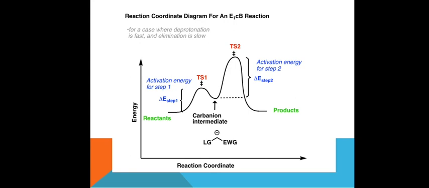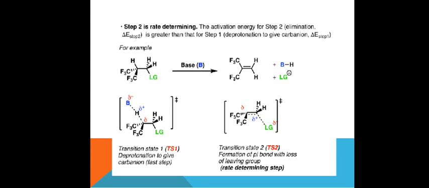The first peak is smaller and the second peak is bigger. Step 2 is the rate determining step, and the activation energy for step 2 is greater than step 1.